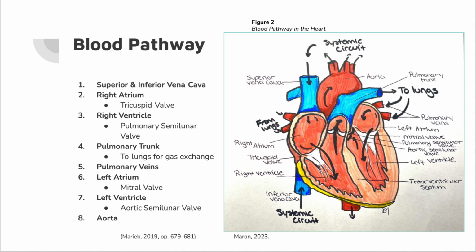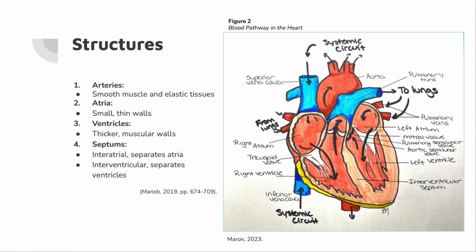The now oxygen-rich blood enters the left atrium via the pulmonary veins. This build of pressure forces the mitral valve open and blood flows into the left ventricle. From here, the aortic semilunar valve opens and blood exits into the aorta, where it is distributed superiorly and inferiorly through the systemic circuit. The arteries of the heart carry blood away from it and are elastic and can stretch under pressure. These elastic arteries are primarily smooth muscle and elastic tissue.